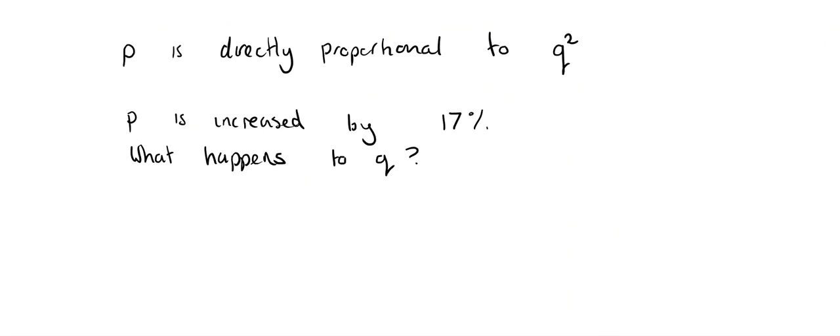Just for the video, P is directly proportional to Q squared. P is increased by 17%. What happens to Q? Ladies and gentlemen, just clear something up. I do see people have written, which is good. P equals KQ squared. Now, you might be confused as to how to work out K.